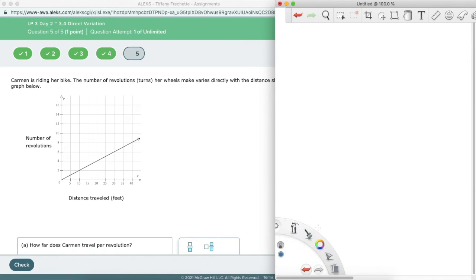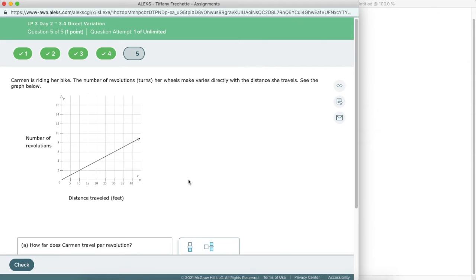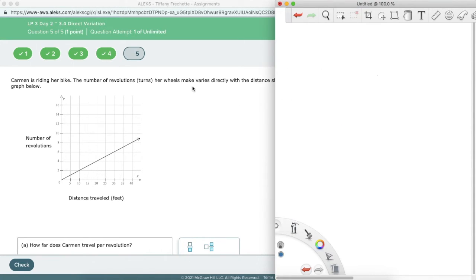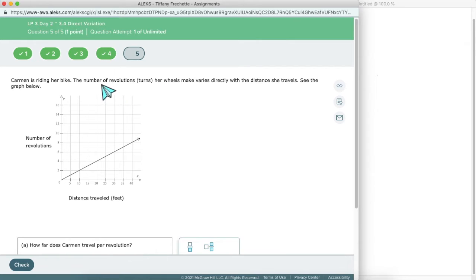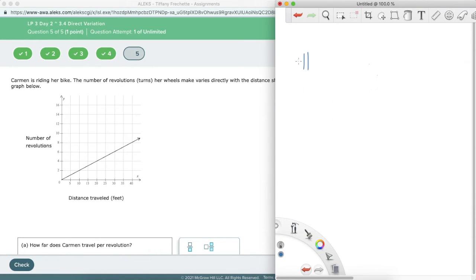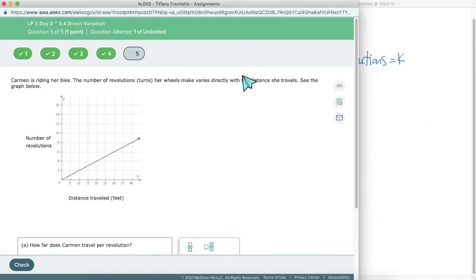Okay, so Carmen is riding her bike. The number of revolutions or turns her wheel makes vary directly with the distance she travels. Ooh, okay, so we can do this varies directly with that again. So we have number of revolutions, and remember, that just means it's going around. How many turns does your wheel make? Varies directly, and I'm going to be a little lazy here because of space. So instead of saying varies directly, I'm going to write equals K with distance.